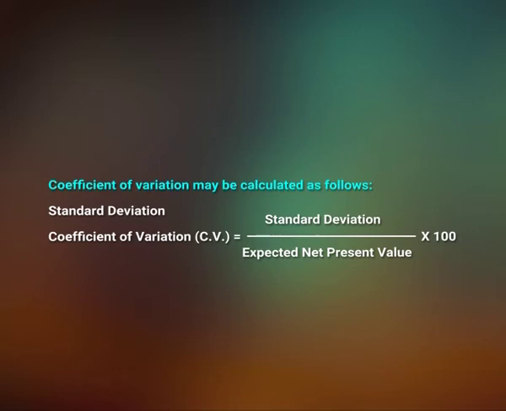The coefficient of variation may be calculated as follows: coefficient of variation is equal to standard deviation divided by expected net present value multiplied by 100. In the probability distribution approach, probabilities can be determined for each year separately. This helps in more precise determination of probability distribution.